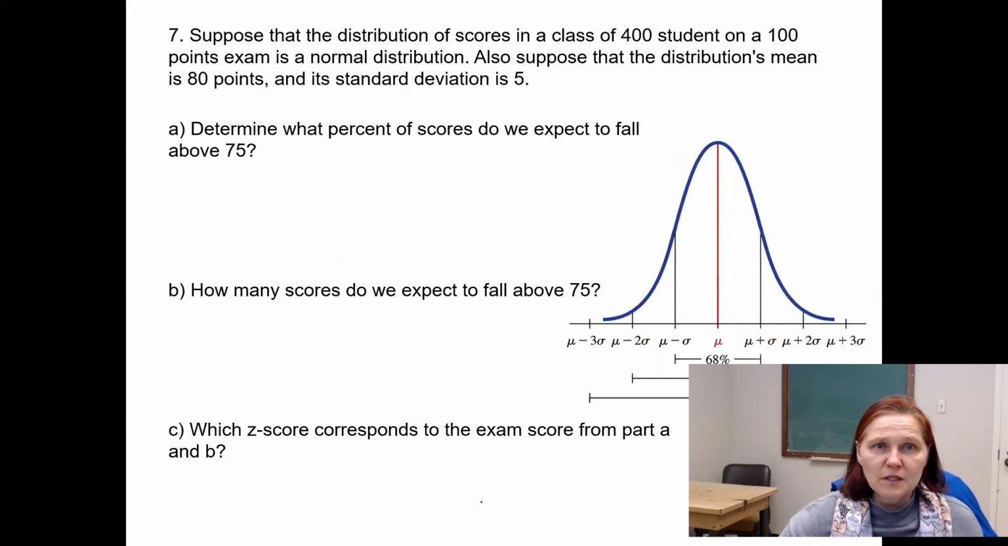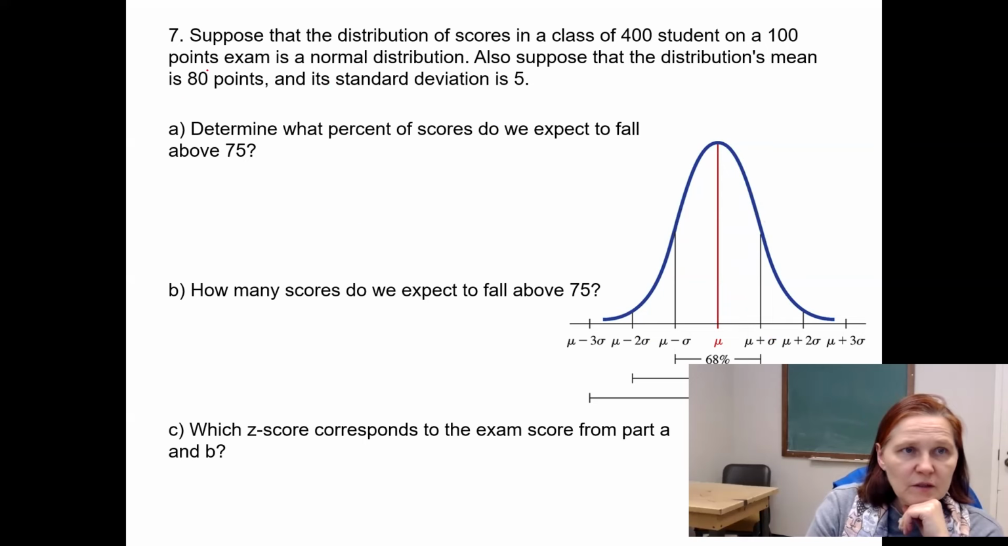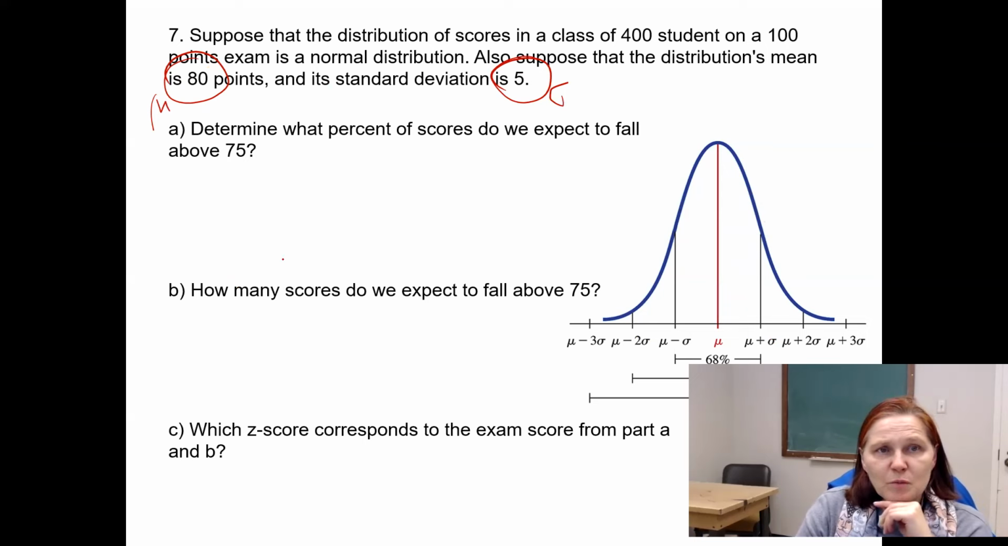Now we consider normal distribution. Suppose that the scores in a class of 400 students are normally distributed. The distribution's mean is 80 points and standard deviation is 5. Determine what percent of scores we expect to fall above 75.